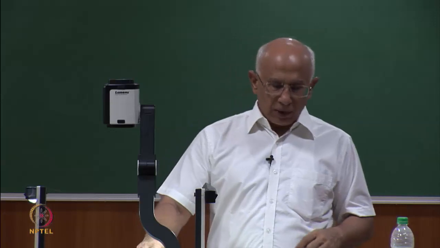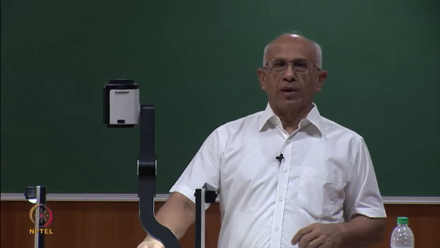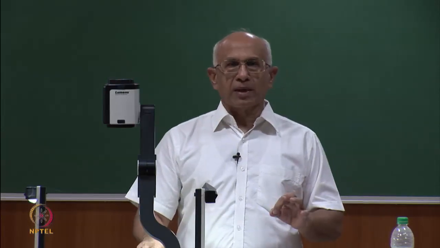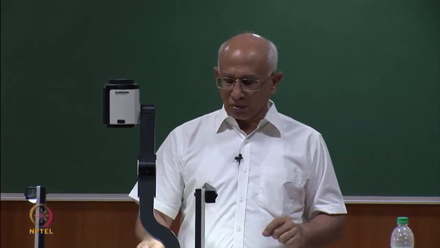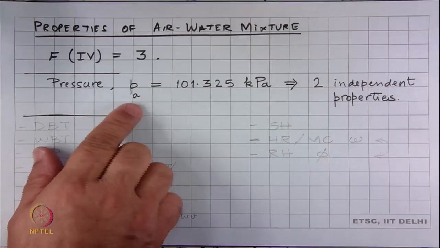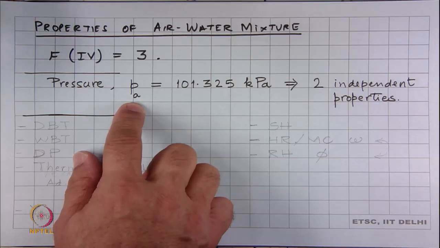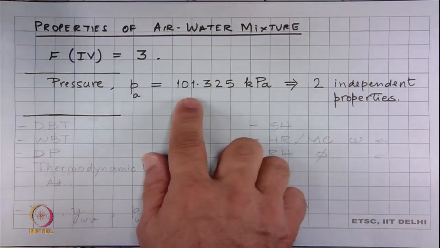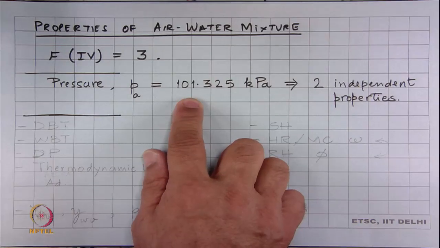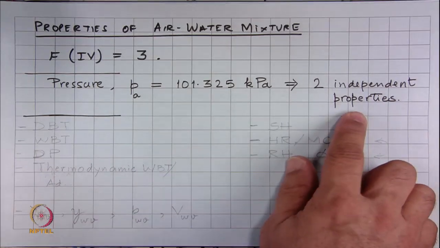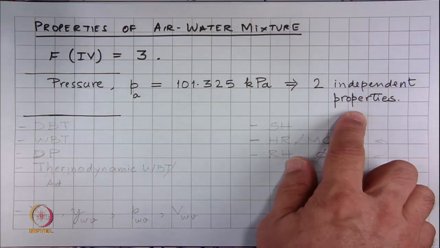So, to answer that question, we look at the first part of it and we realize that we are dealing with ambient air. And so, the first property that gets fixed is the air pressure, or the moist air pressure, as we have called it, P subscript A. This is 760 millimeters of mercury, which is 1 atmosphere, which is 101.325 kilopascals. So, one property got fixed. We are now left to get 2 more independent properties to completely specify the state of an air water mixture.